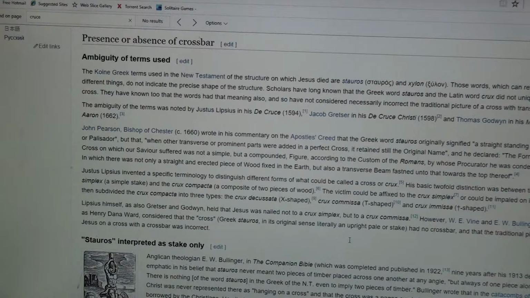Scholars have long known that the Greek word stauros and the Latin word crux did not uniquely mean a cross. They have known too that the words had that meaning also, and so have not considered the traditional picture of a cross with a transom necessarily incorrect. The ambiguity of terms was noted by Justus Lipsius in 1594.